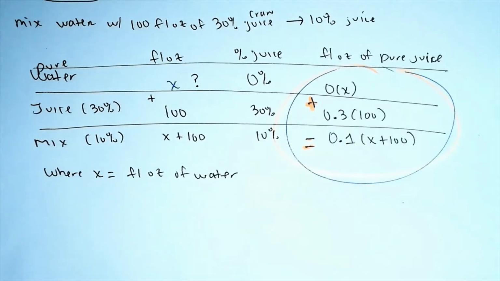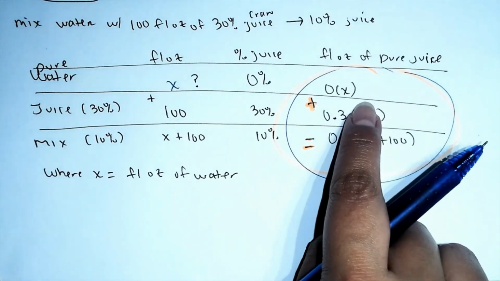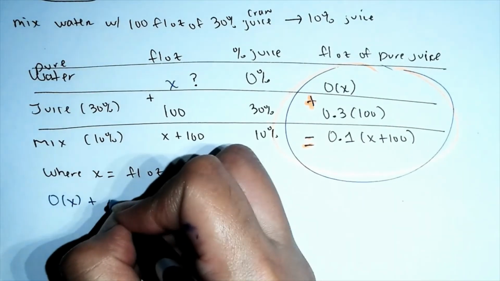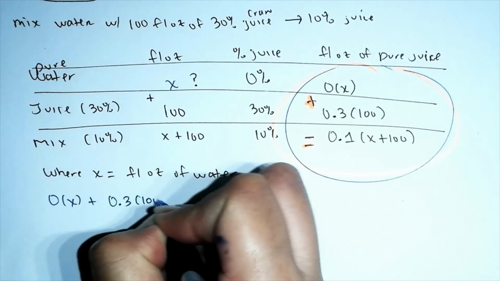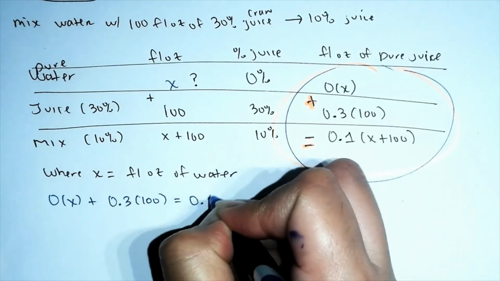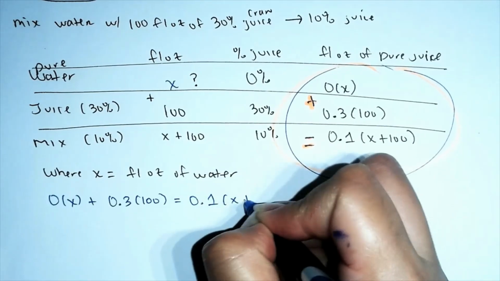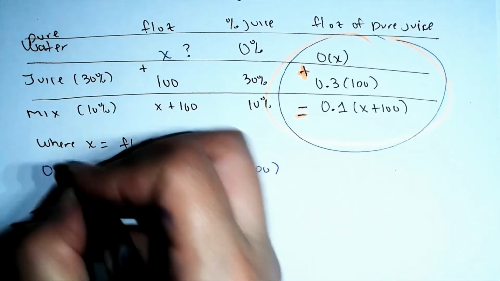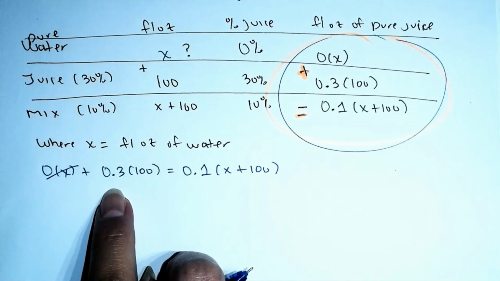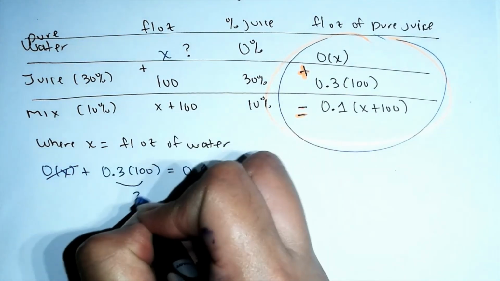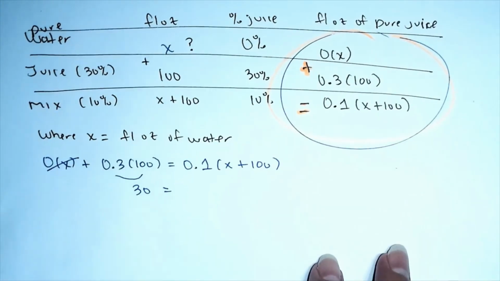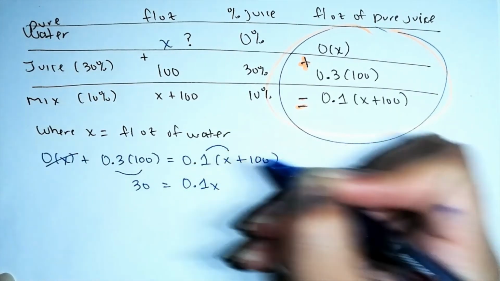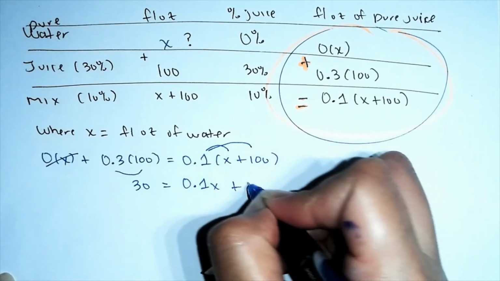Okay. All right. So the amount of pure juice in the water, which is nothing, plus the amount of pure juice in the second container should equal the amount of pure juice in the mix. So let's do this. Product of 0 and X is just 0. 0.3 times 100, that will give us 30. Let's distribute the 0.1 or 10%. 0.1 times X is 0.1X. 0.1 times 100 will give us 10.